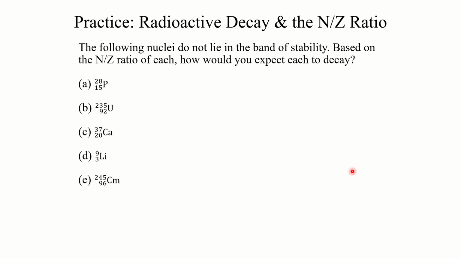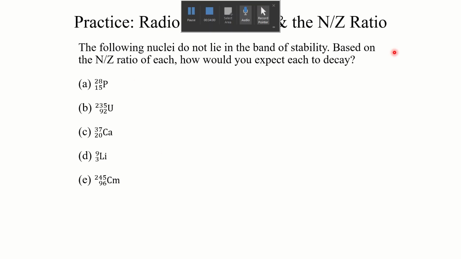I've got one more practice problem for you to try. The following nuclei do not lie in the band of stability. Based on the N over Z ratio of each, how would you expect each to decay? So remember that really big nuclides are likely to undergo alpha decay. If you have a really big N to Z ratio, you're probably undergoing beta decay. If you have a small N to Z ratio, you're likely going to undergo positron emission slash electron capture. So with that in mind, see if you can answer these 5 questions.